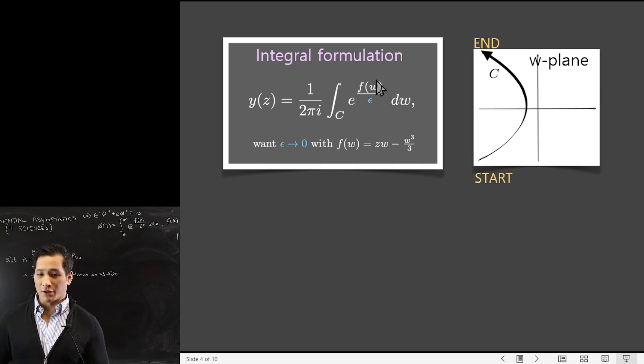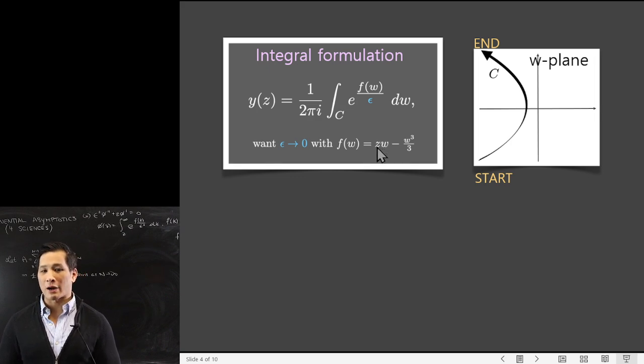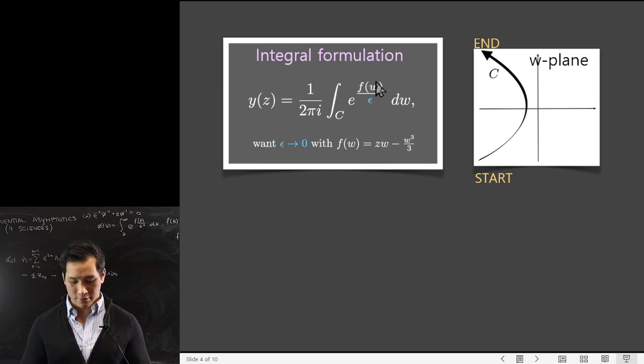Now, notice as well that the exponential argument here, f of w over epsilon, has the point z in there. So z is a parameter in your argument. Okay? And the idea is, as we know, we're going to use steepest descent on this problem. In the limit that epsilon tends to 0, we want to deform the contour of integration, which goes from the start point to the end point, in a favorable way. Hopefully through the saddle points of f, or through other critical points.